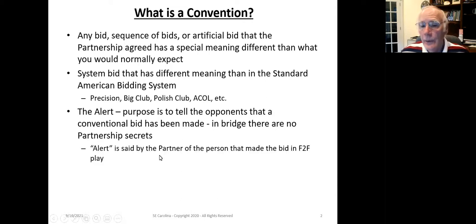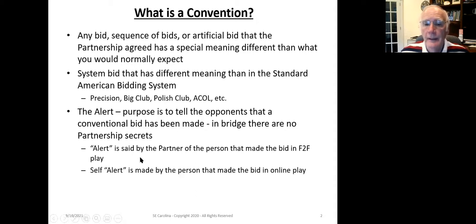In order to do this, if you're playing in a face-to-face game, with four people at the table where you can actually see each other, in today's COVID world, the partner of the person that made the bid says alert. Then the opponent, when it's his or her turn, can ask for the explanation of the bid from the partner of the person that made the bid.